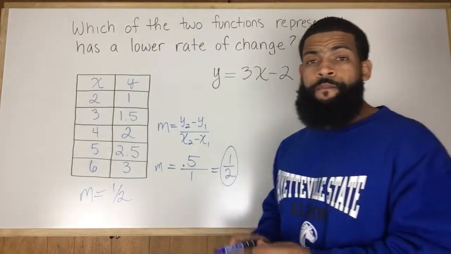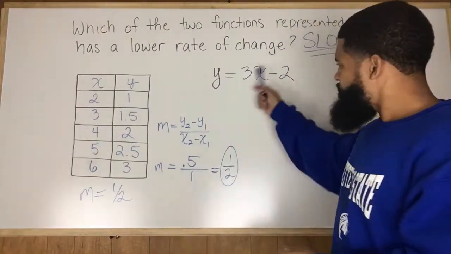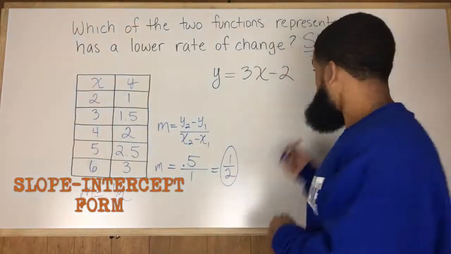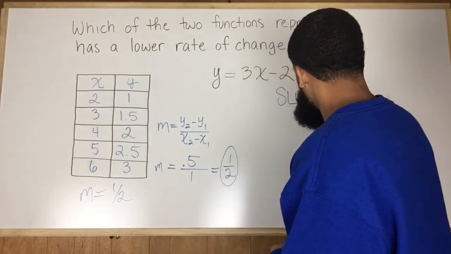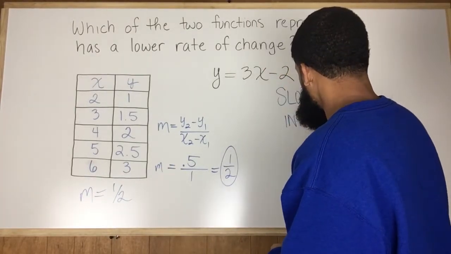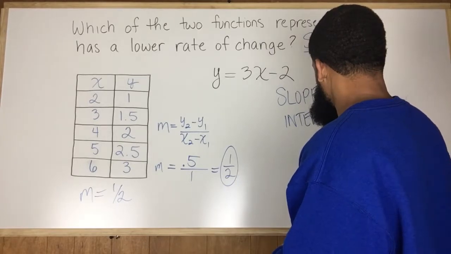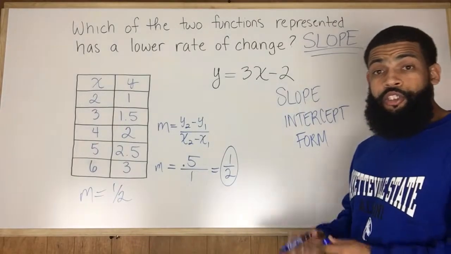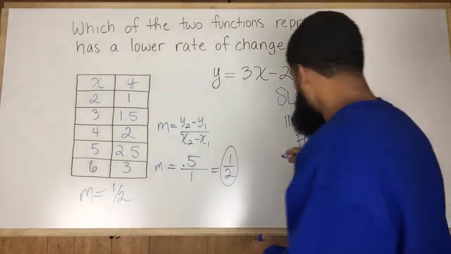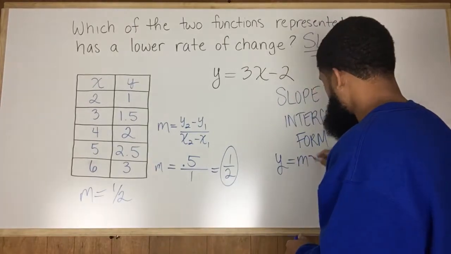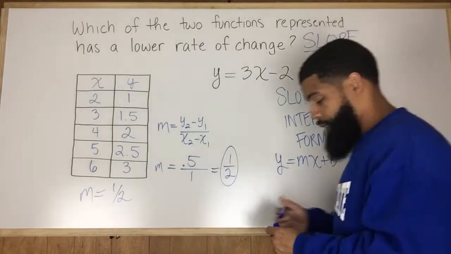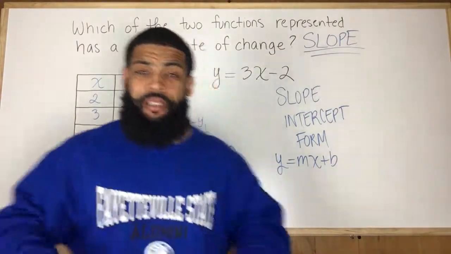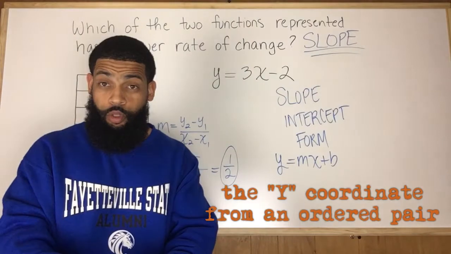Now let's look at the next one. This particular equation is written in what we call slope-intercept form. Slope-intercept form is very popular, and it looks like this: y equals mx plus b. What do all those variables mean? Y is your y coordinate from an ordered pair.